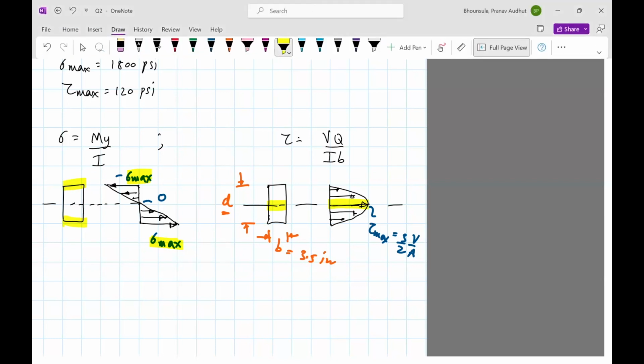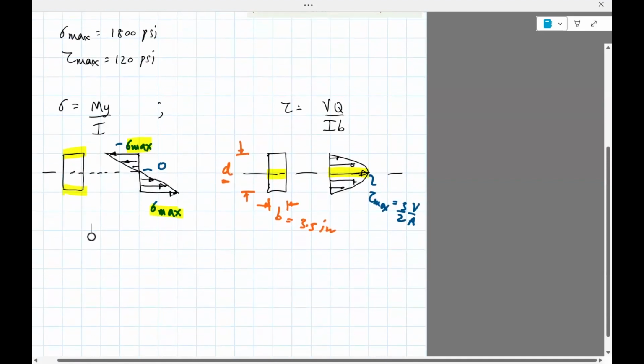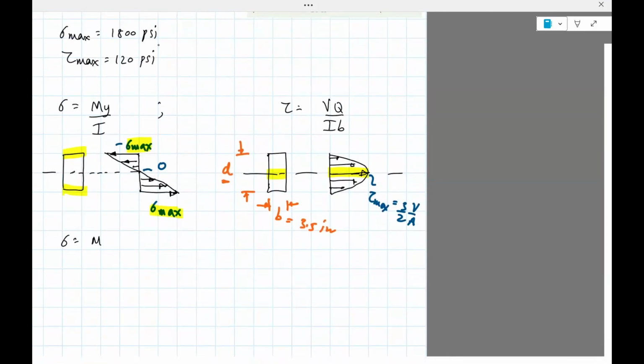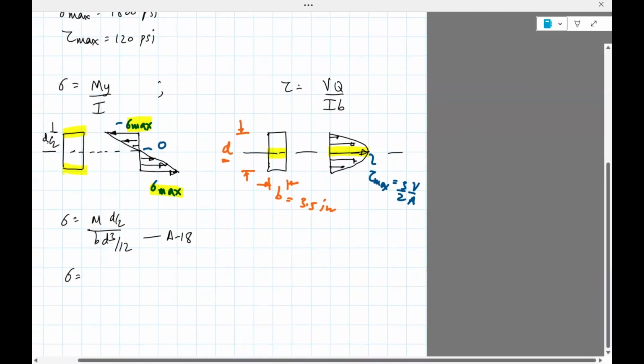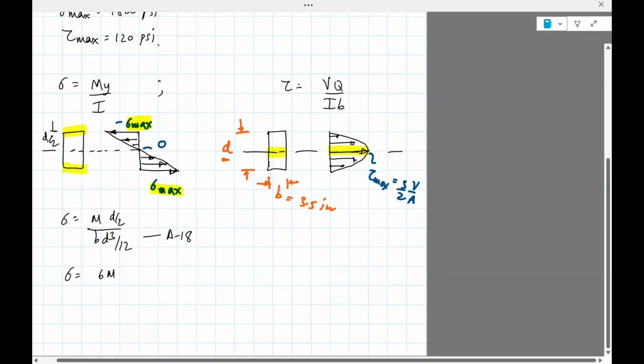Okay. We can simplify this, just to make our life easy. We can actually compute the maximum stress. Y is what? D divided by 2, right? The planar moment of inertia is BD cubed divided by 12. This comes from table A18. I showed it last time. It's in the notes. So sigma is simply 6M, and I'm just simplifying this so that it'll make it easy to do the computations.